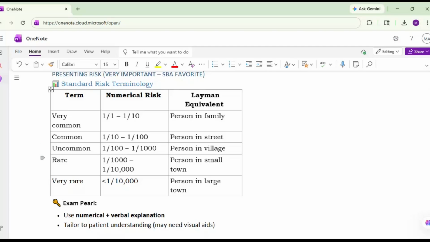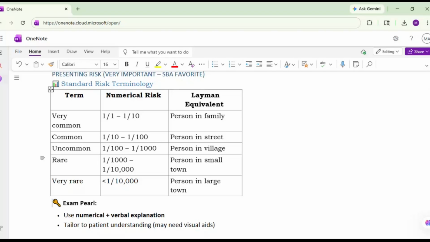What happens when they give you the figure? Here there is a little confusion, because 1 in 10 appears at both places, and 1 in 100 appears at both places. Generally they ask you these borderline things, so they may ask you 1 in 10,000.